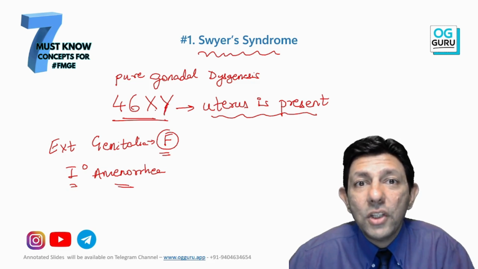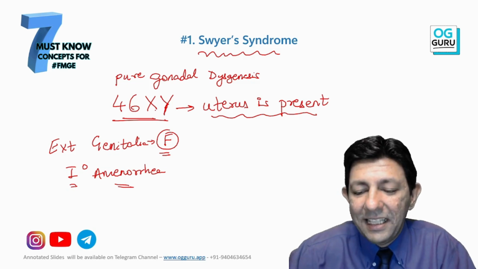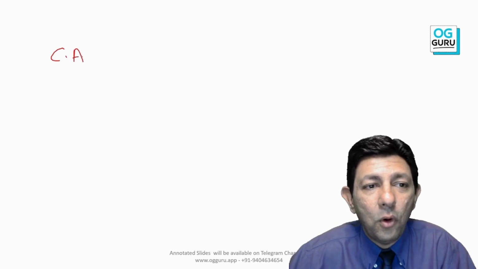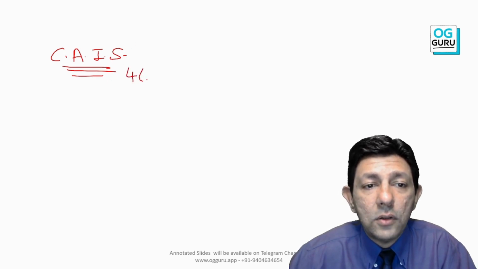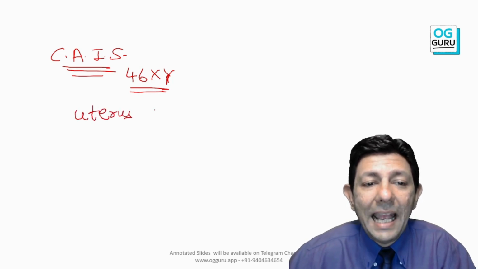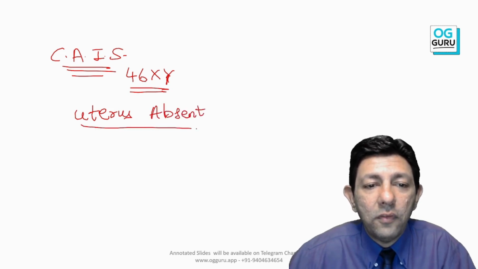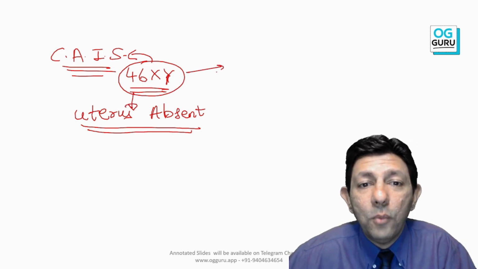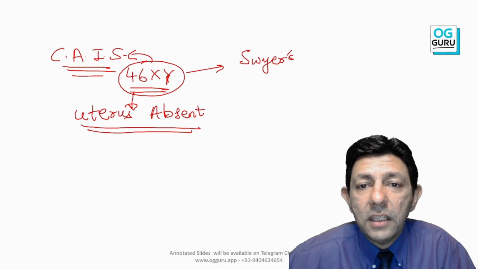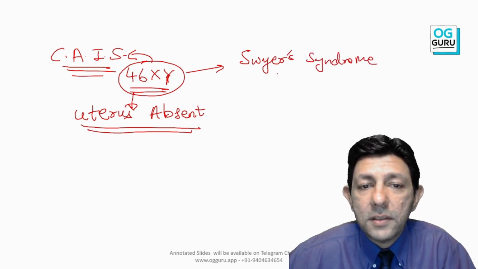Now can you tell me one more condition in which there is 46XY? Yes sir, complete androgen insensitivity syndrome, which is our third most important cause of primary amenorrhea. This is also 46XY. But then what is the important point for differentiation? Yes sir, here the uterus is absent. Is this understood to all of you? So when you have 46XY in your exam, it could be CAIS if the uterus is absent. But there is one more 46XY, relatively new because not routinely taught to you, and that is Swyer syndrome. But in Swyer syndrome, the uterus is present.